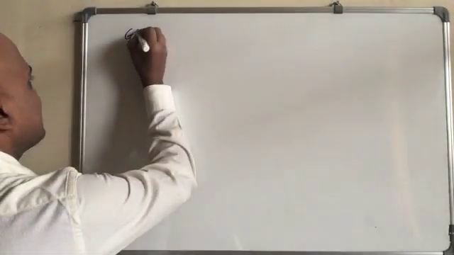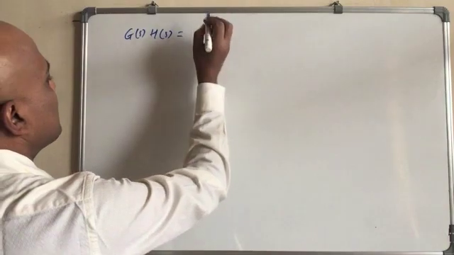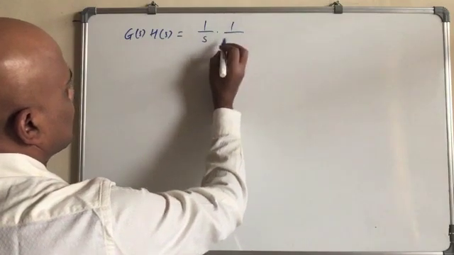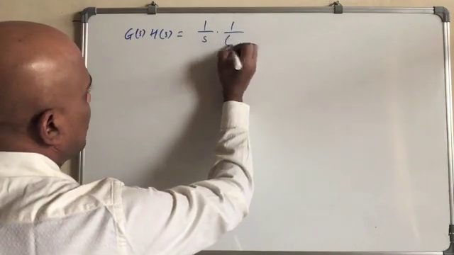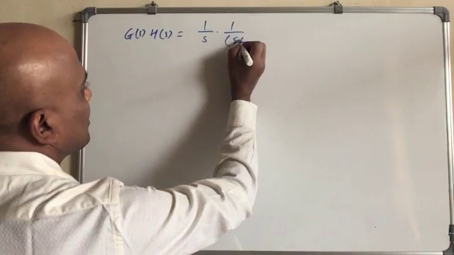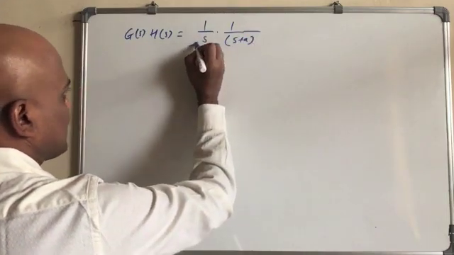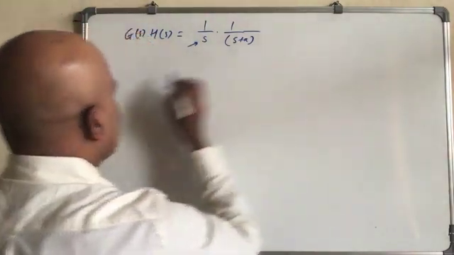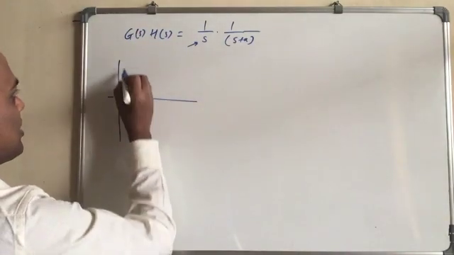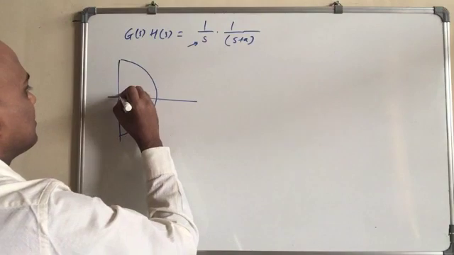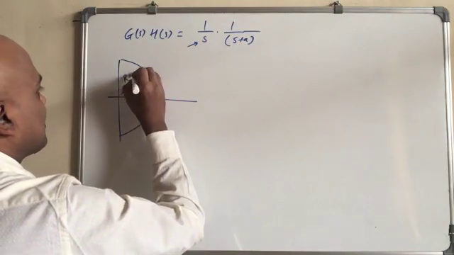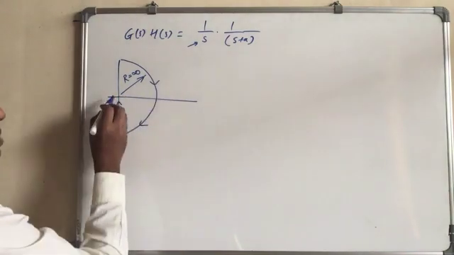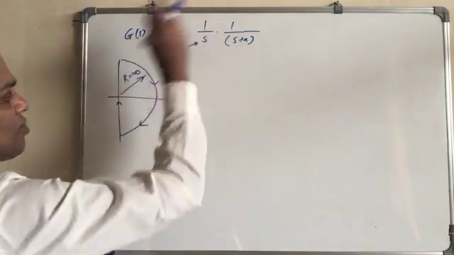Sometimes G(s)H(s) may have a 1 over S, something like this, and even something more, like 1 over S times (S plus A). But look at what happens. Before the mapping, you have this contour, and this R is equal to infinity, and it passes through the origin as well. But if you put S equal to 0 here, it is going to be infinite.